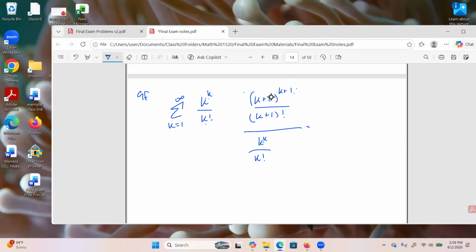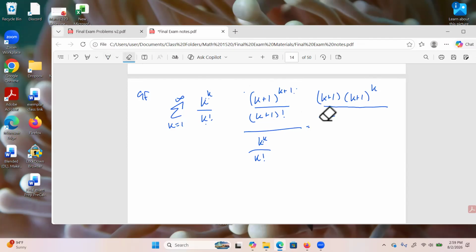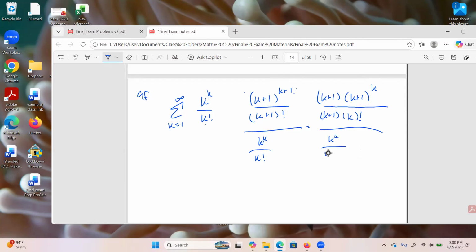Now we have to use a little bit of algebra to figure out what's going on here. The k plus 1 as an exponent says we're going to do k plus 1 times k plus 1 raised to the k, divided by k plus 1 factorial, which is actually k plus 1 times k factorial. I could say this is k plus 1 times k, k minus 1, k minus 2, and so on, or we could just replace that with a factorial. And this is all divided by k to the k over k factorial.